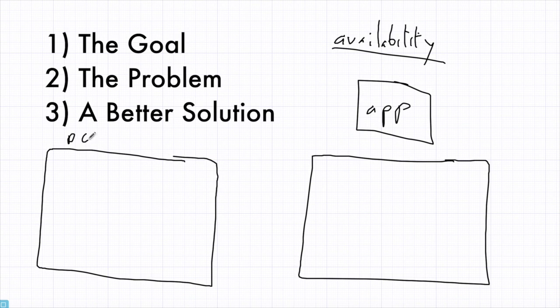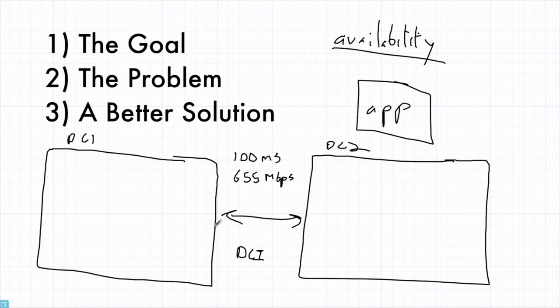So we've got DC1 and DC2, and in between them we need a couple of things in order to do long distance vMotion. It has to be less than 100 milliseconds of latency between the two sides. We need, I think, 655 megabits per second of throughput. And we need some sort of DCI, data center interconnect, which could be dark fiber or something like OTV. Basically, we need layer 2 adjacency between these two data centers for whatever VLANs the VMs need to run on.